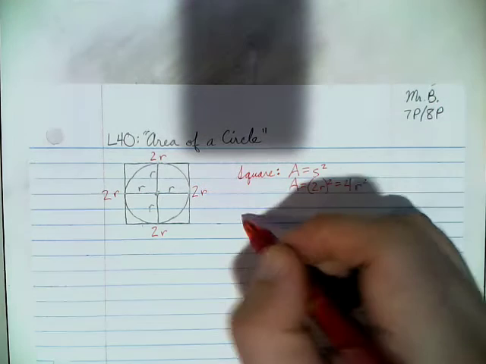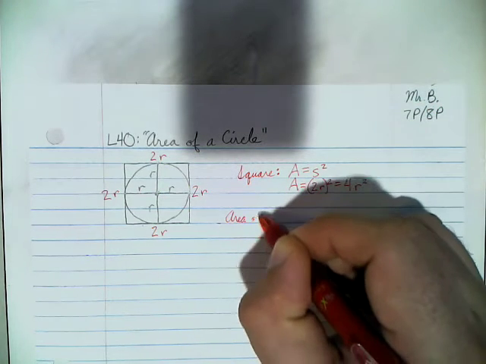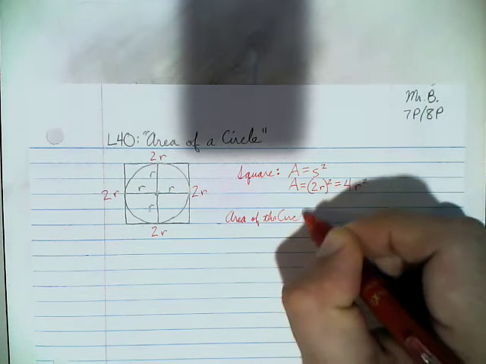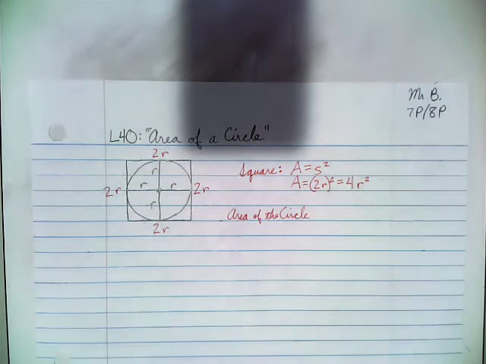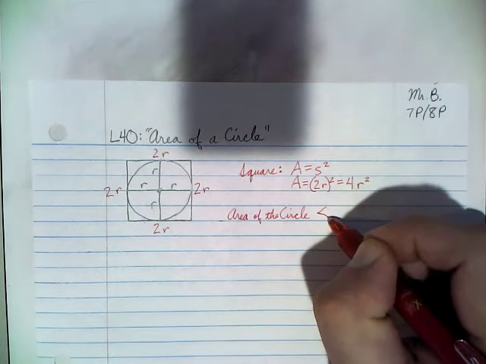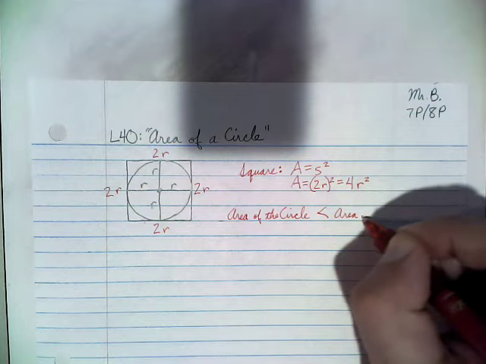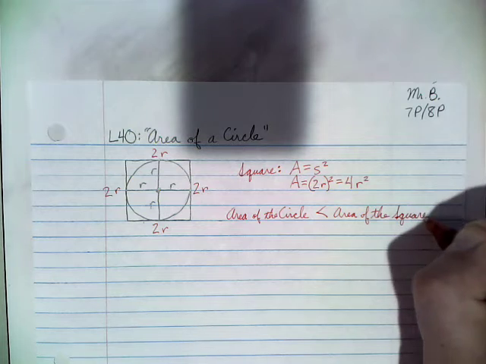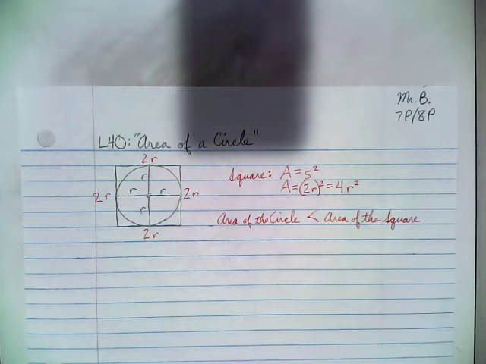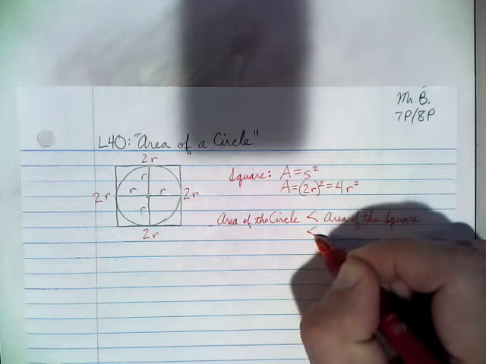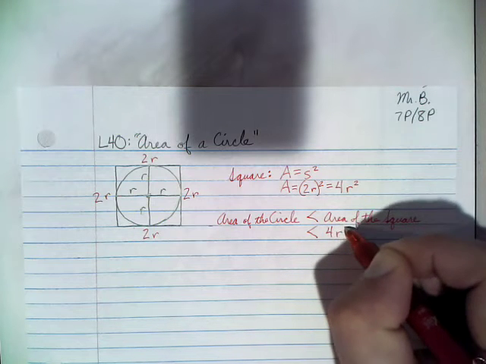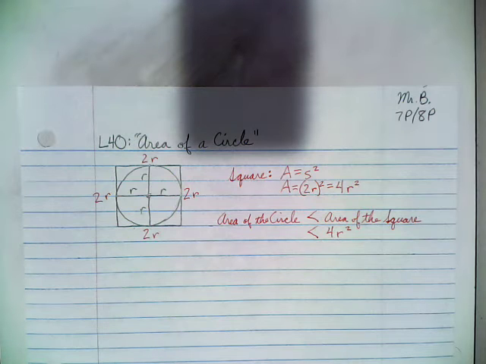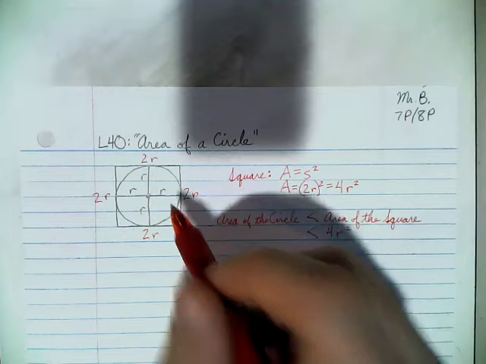Now if we look at this though, the area of the circle takes up less space than the square does. So we know that the area of the circle is less than the area of the square. So at this point we know that the area of the circle is less than 4r squared. It's less than 4r squared. Now, how much less is the question?